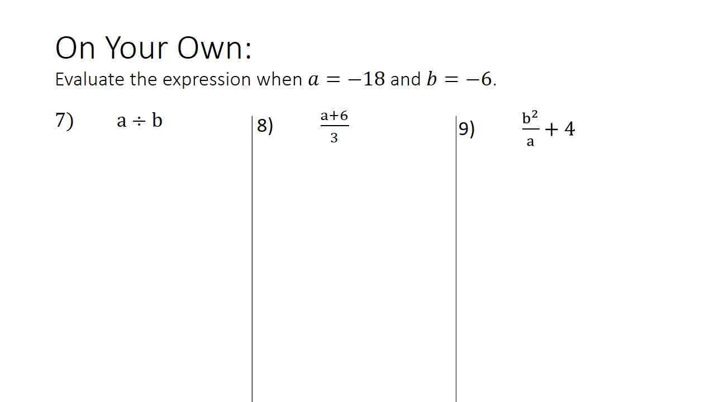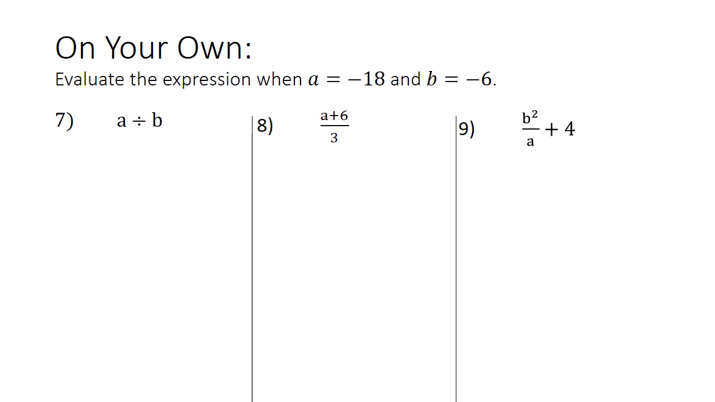We're going to be evaluating these expressions when a is equal to negative 18 and b is equal to negative 6. So go ahead and pause the video, and once you're done working these out on your own, go ahead and push play and make sure that you're getting the same answers that I am getting here.